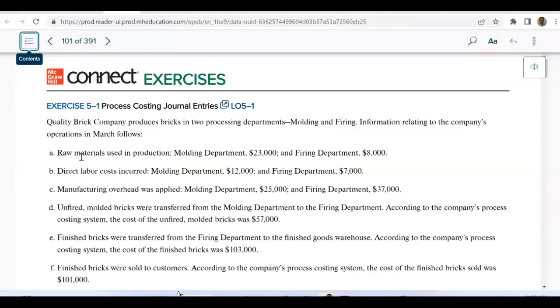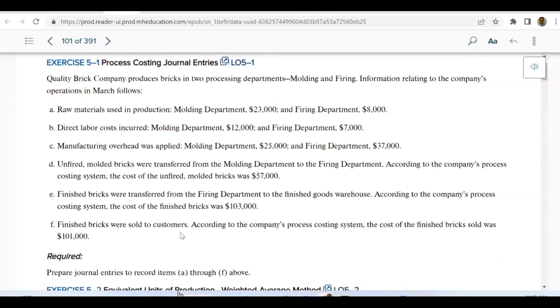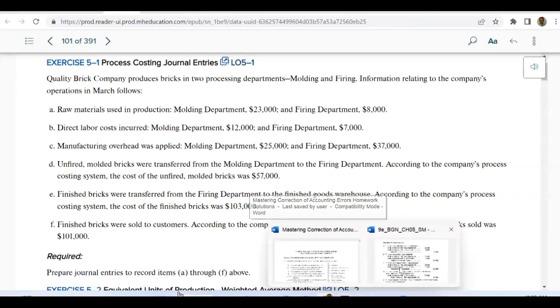Okay, here is exercise 1. It says the company produces bricks in 2 processing departments. So bricks is process costing because you always produce the same brick. Molding and firing. So they have 2 departments, and we have to do the accounting for both of them separately. Information related to the company's operation in March follows, and here the information is given. It says prepare the journal entries. So I'm going to show you the journal entries and explain what's going on.